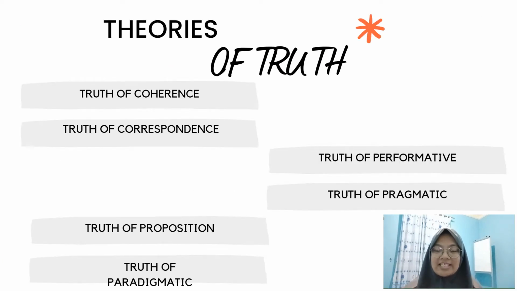Traditionally, we recognize three theories of truth, namely coherence, correspondence, and pragmatism. And Michelle Williams argues that there are five theories of truth in science, namely coherence truth, correspondence truth, performative truth, pragmatic truth, and proportional truth. Here I will explain the theory of truth according to Noeng Muhadjir. He added one more theory, namely paradigmatic truth.